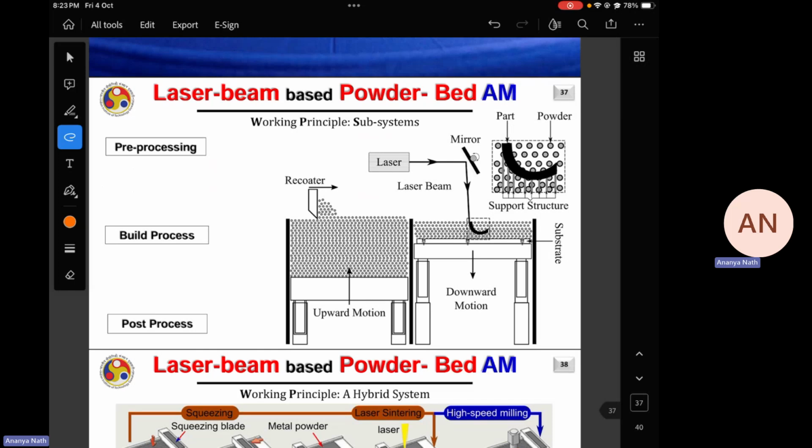Then pre-processing, build process, and post-processing. In pre-processing, we pour the powder. We do ramming in the powder. Ramming means a process I cannot describe here, but the result is we do ramming to get rid of the air bubbles inside the powder.